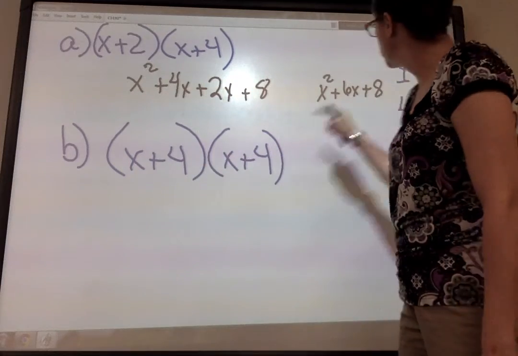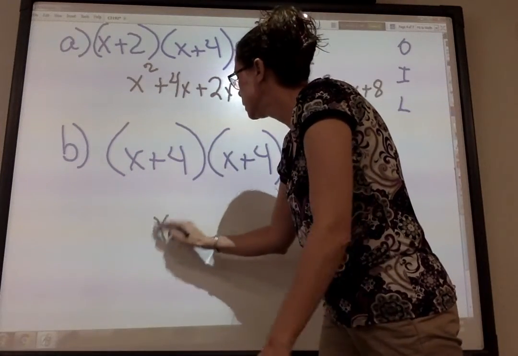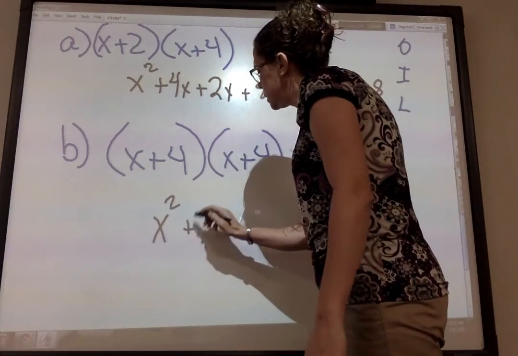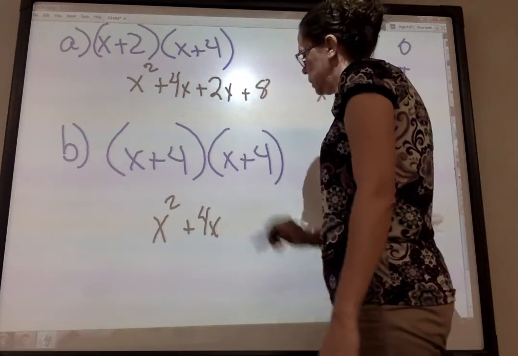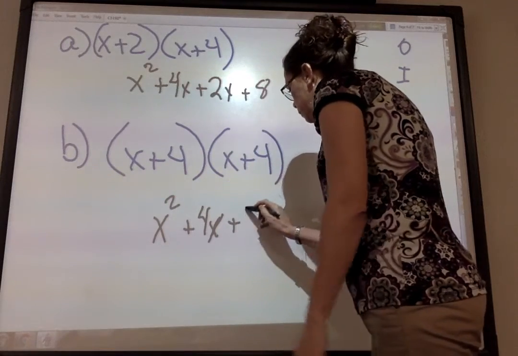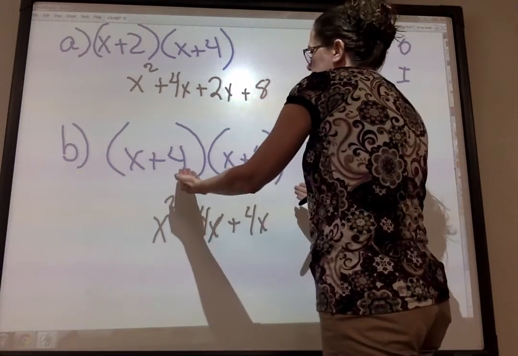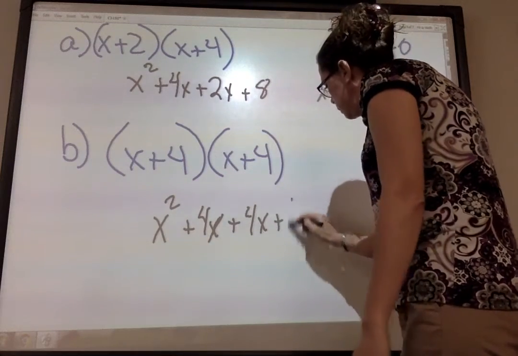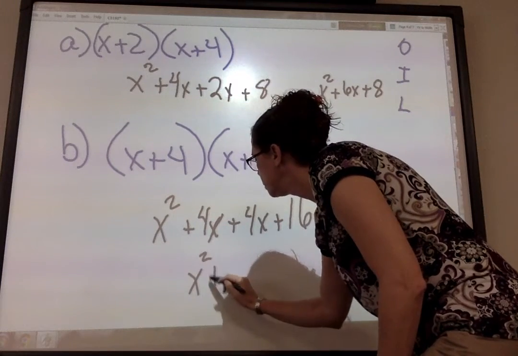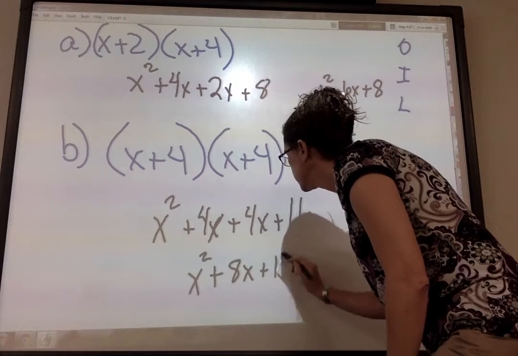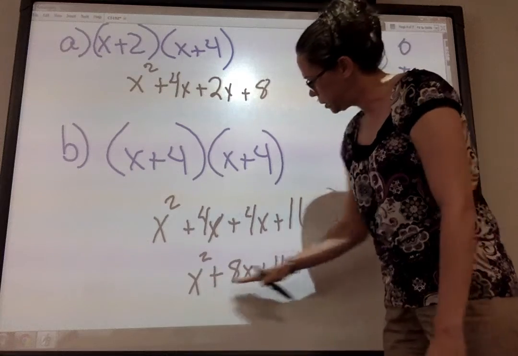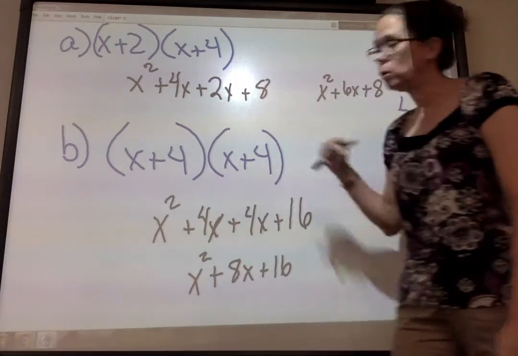X times x, that's our first terms. X times x gives me x squared. Outside, x times positive 4, positive 4x. Inside, positive 4 times x, positive 4x. Last, positive 4 times positive 4 is positive 16. Okay? Combine my middle terms: x squared plus 8x plus 16. Okay, so this trinomial is the result of multiplying these two binomials.